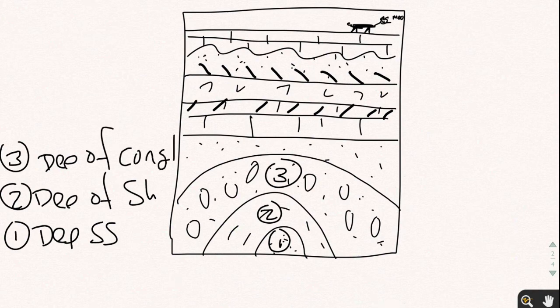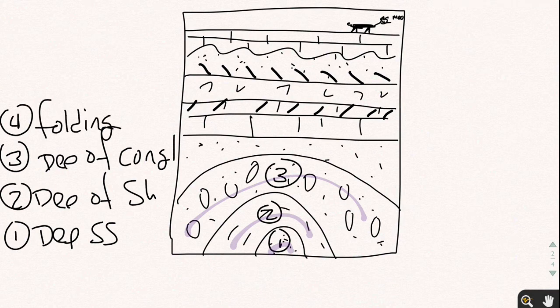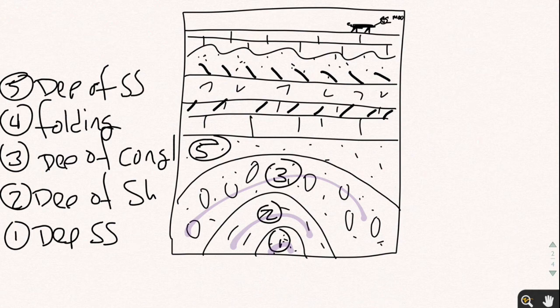Now number 4 is going to be folding, because these 3 layers here, the conglomerate, the shale, and the sandstone, were all folded. They started out horizontal and then they got folded. So number 4 is going to be folding. Number 5 will be this sandstone. Number 6 will be this limestone.